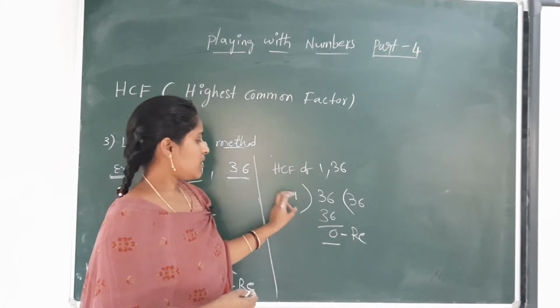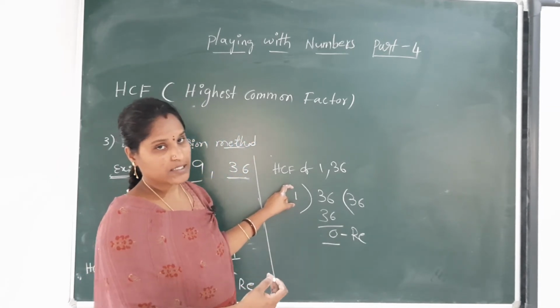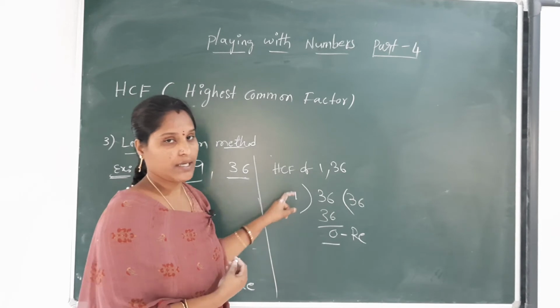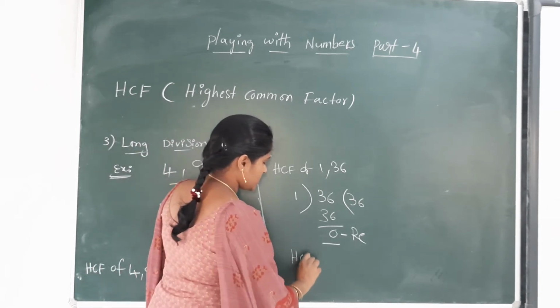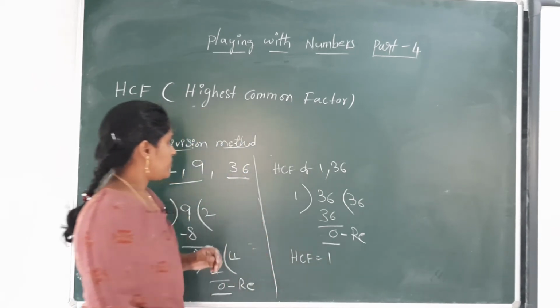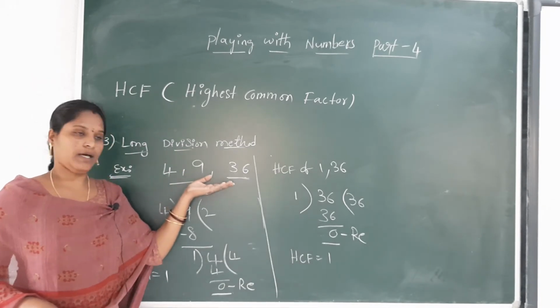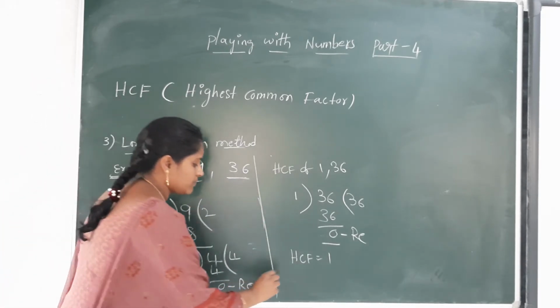Next, the last divisor is the HCF. So HCF is 1. HCF of 4 and 9 and 36 is 1 here.